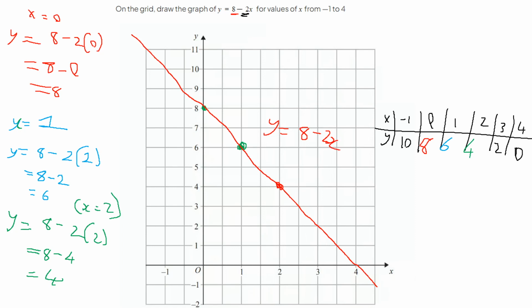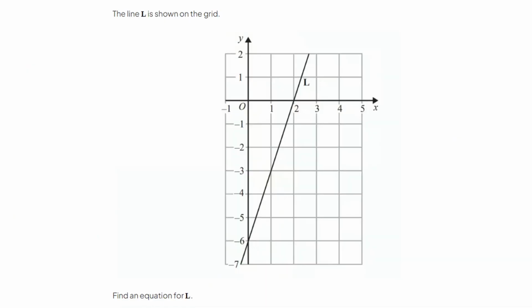But what about if we are given the line but we're not given the equation? How are we going to do that? Well, the first thing we need to do is look for the gradient. The gradient is simply the change in y divided by the change in x.